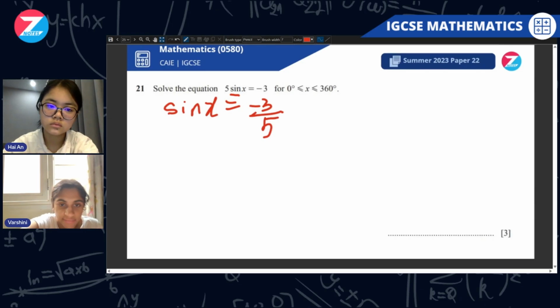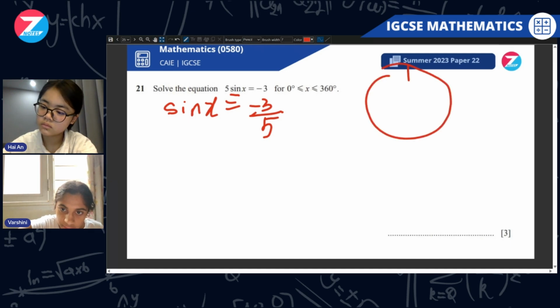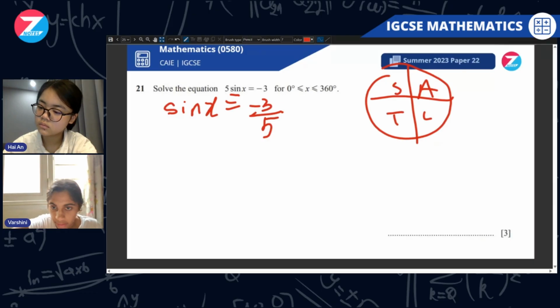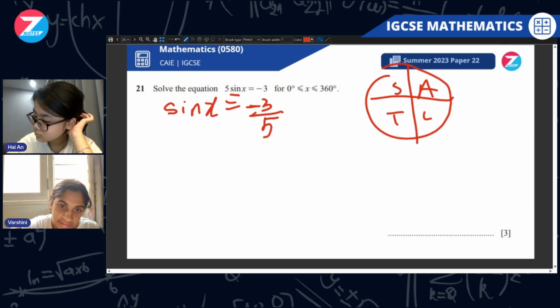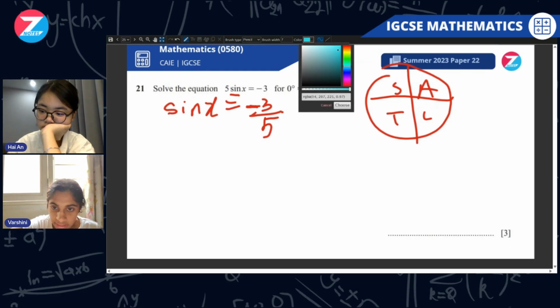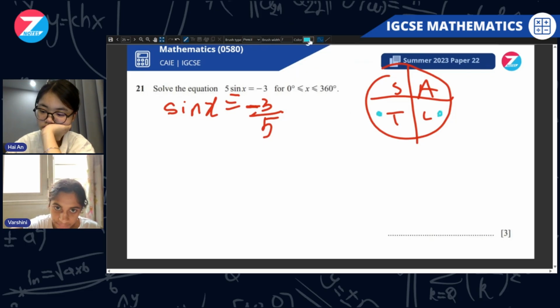Okay, and now that we have that, we can also draw our unit circle over here, and we know the coordinates are A, S, T, C. A being where all the acute angles are positive, S is where sine is positive, T is where tan is positive, and C is where cos is positive. But over here we can see that it's negative 3 by 5, so we want the areas where sine is negative. So that is going to be in this quadrant and in this quadrant.